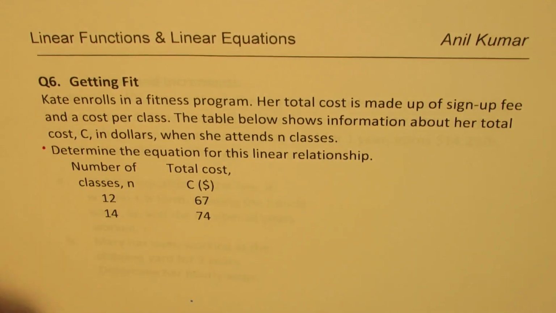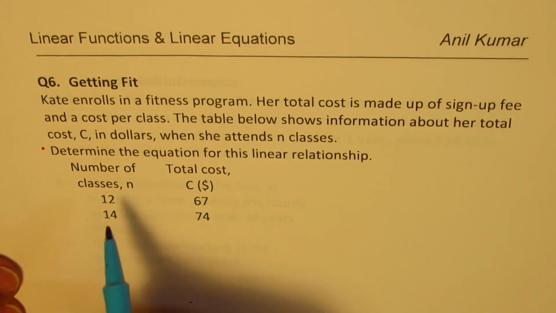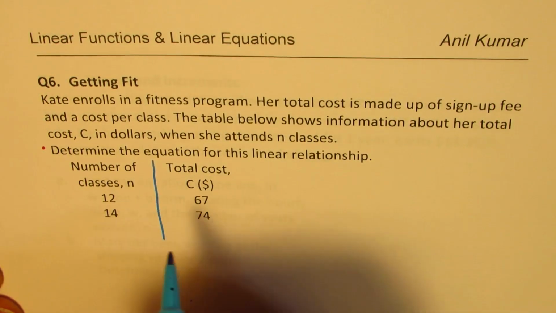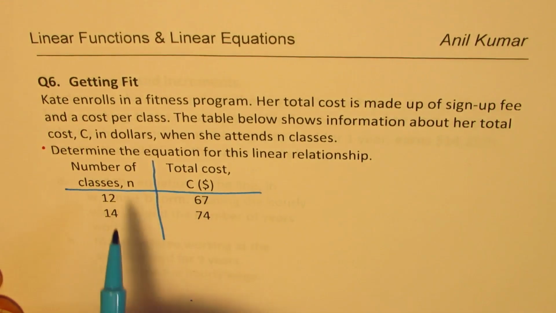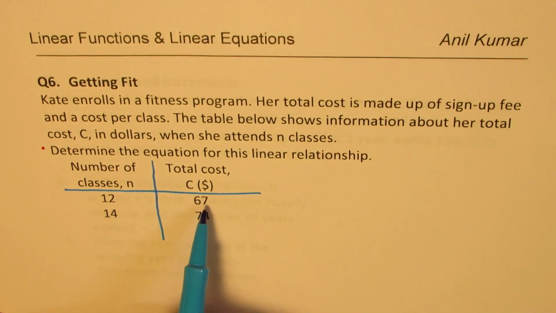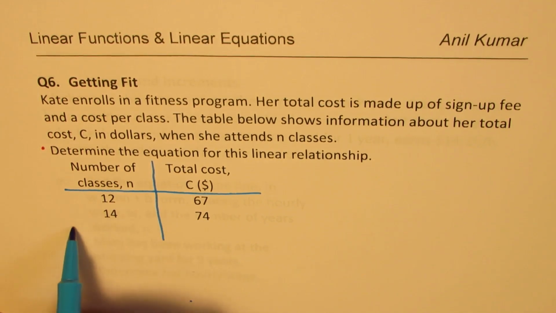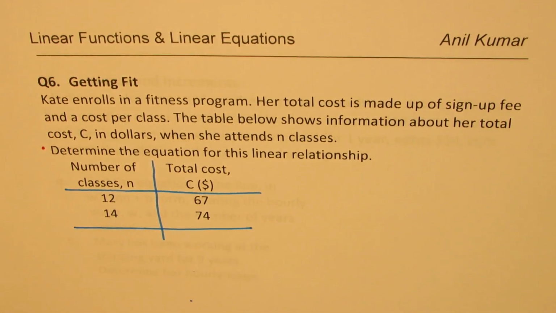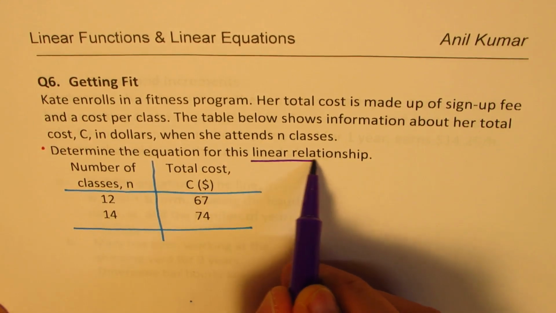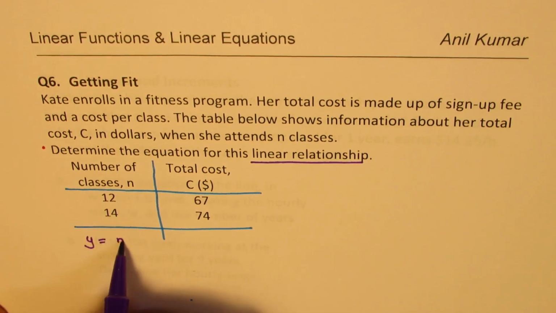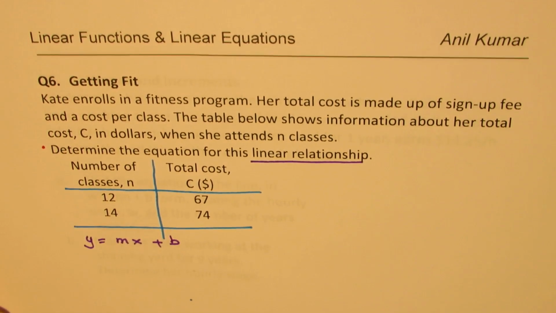And what are we given? We are given number of classes N and the cost for each, right? So here is our table. So if there are 12 classes, then the cost is $67, and for 14 classes, the cost is $74. So that is the information which is given to you. So you can actually pause the video, answer this question, and then look into my suggestions. Now, as soon as you see that we have a linear relationship, then what should come into your mind? So linear relationship is of the form y equals mx plus b, right? So that is linear relationship.